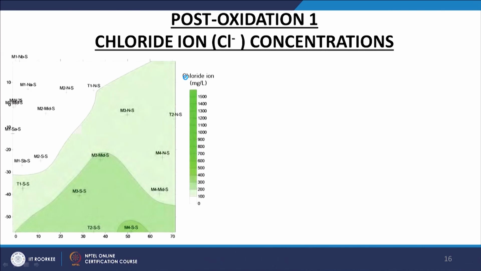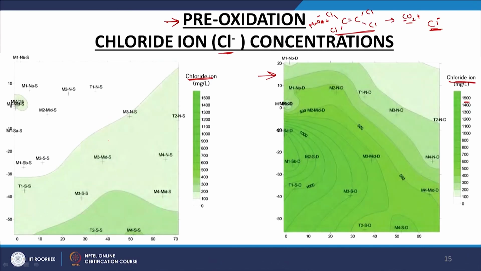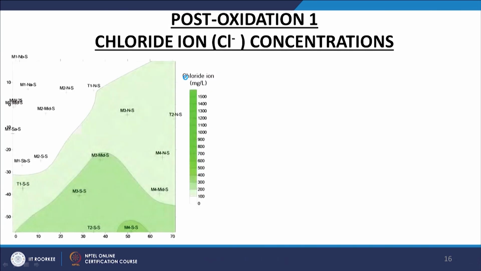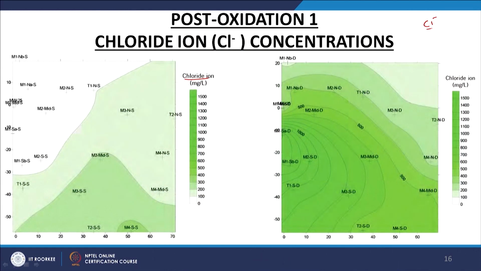So post oxidation, let us see. You see slight increases in this particular Cl minus concentration in the shallow regions. So this is the pre case, pre-oxidation injection, and as you can see, the Cl minus concentration increased out here, right. Again, that is something to keep in mind, or that is expected. Why is that? Because Cl minus is one of your byproducts when you add your MnO4 minus to the relevant compounds, right.